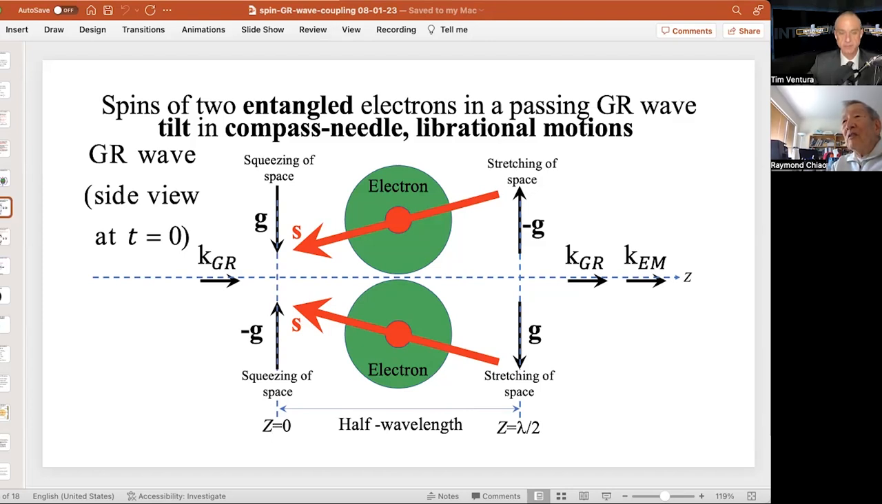The point is that spin is a gyroscopic object, and it follows the local direction of inertial space. And that's what's happening here.